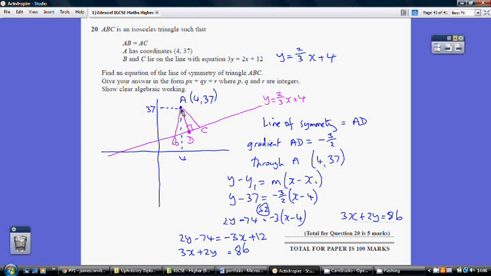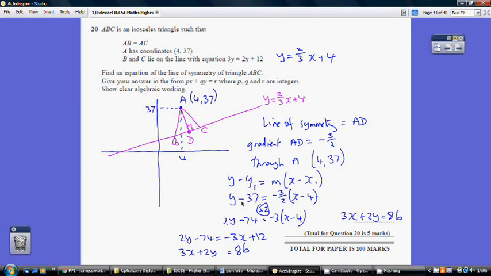So pretty straightforward really. Because the gradient of our original line is 2/3, the gradient of a line of symmetry, where you flip this gradient over and change the sign, is minus 3/2. The line itself goes through the point A, so we can just use the formula y minus y1 equals m times x minus x1. Well, the gradient is minus 3/2, and our x1 is 4 and our y1 is 37.